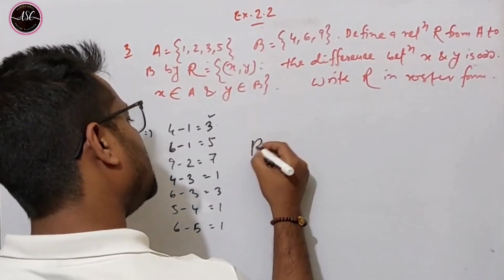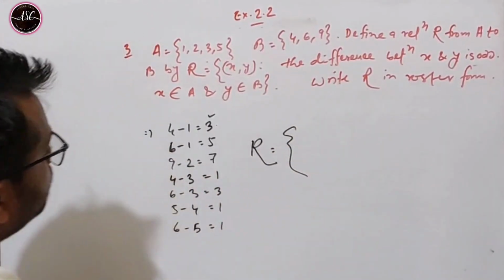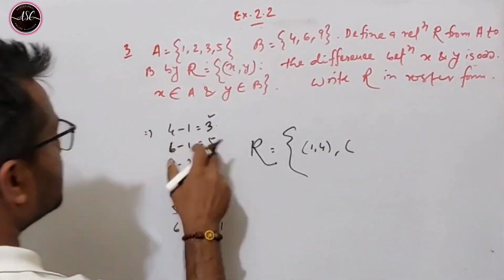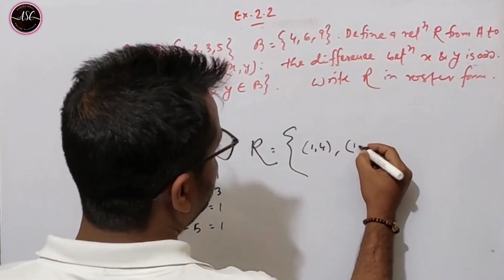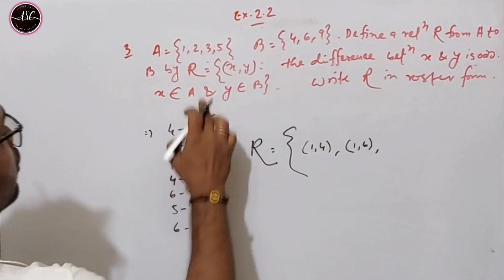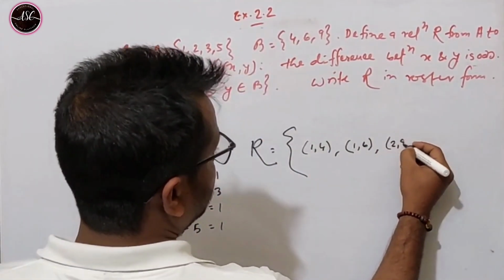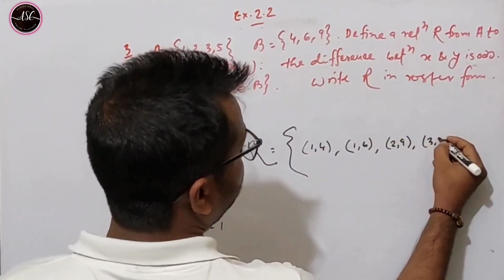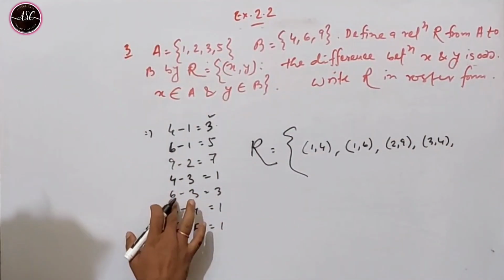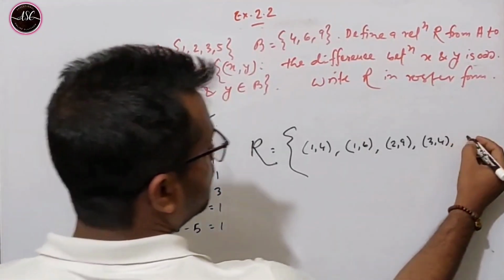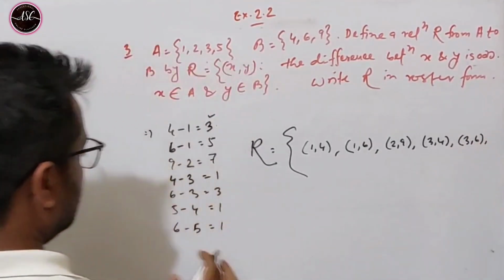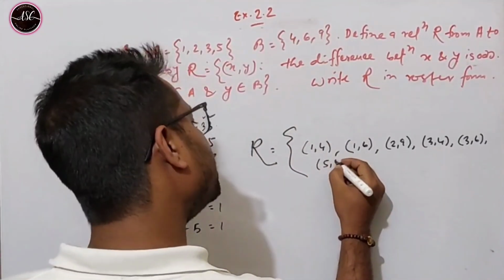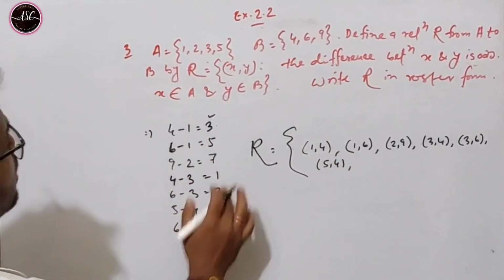So R can be written as R equal to, first 1 and 4, so (1, 4). Okay. Then second, 1 and 6, so (1, 6). Okay. Then 2 and 9, (2, 9). Okay. Then 3 and 4, (3, 4). Okay. Then 3 and 6, (3, 6). Okay. Then 5 and 4, (5, 4). Okay. Then 5 and 6, (5, 6).